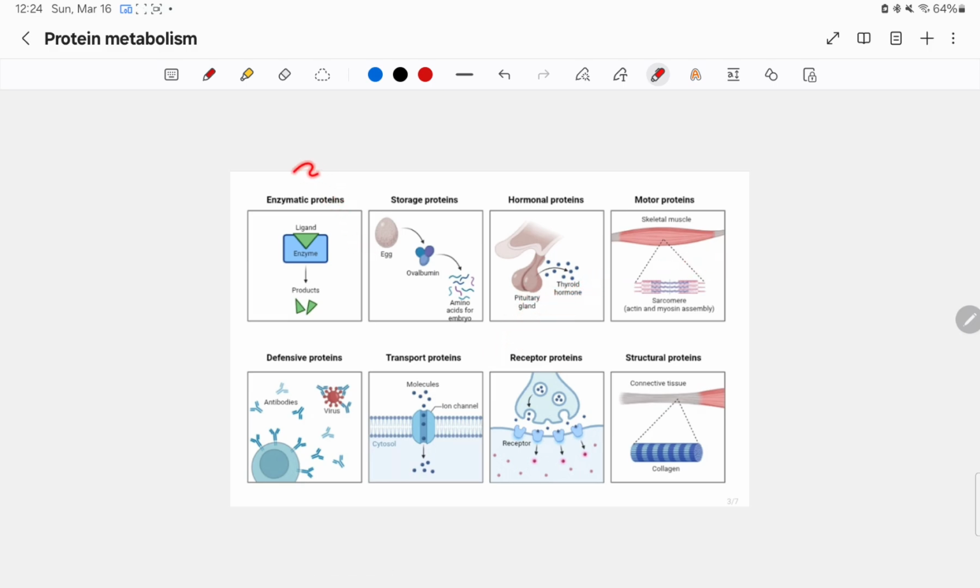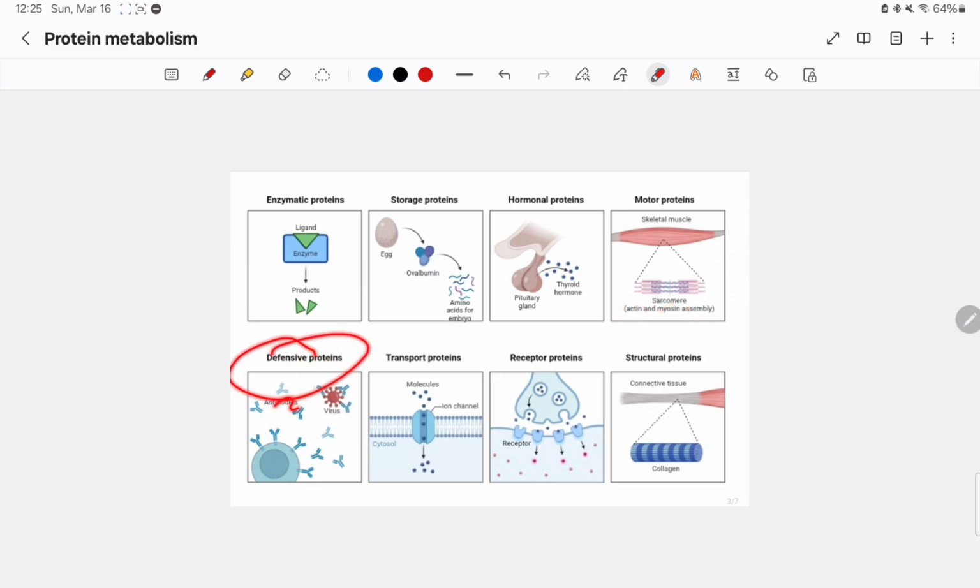So, when it comes to protein function, they function in many different avenues in the cell. They can have enzymatic functions, they can be storage proteins, they can be hormonal proteins, okay? One example is thyroid hormone. It's made up of a whole bunch of tyrosines, okay? Motor proteins as well, like basically 80% of your skeletal myocyte is just proteins. These sarcomeres, the actin, the myosin, they're all proteins.